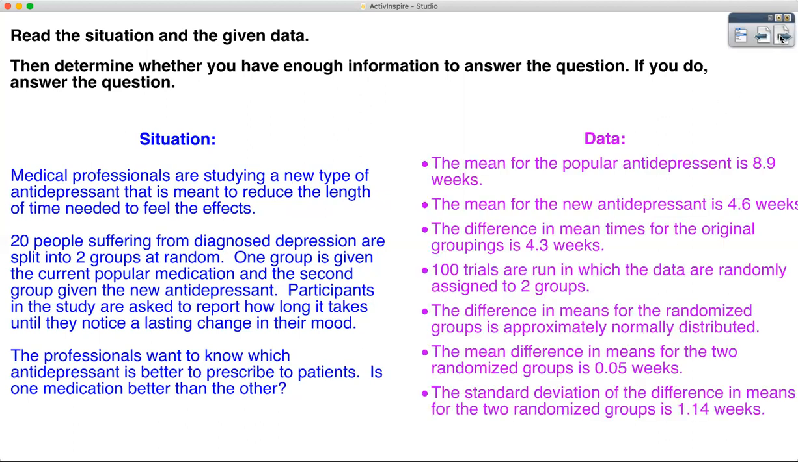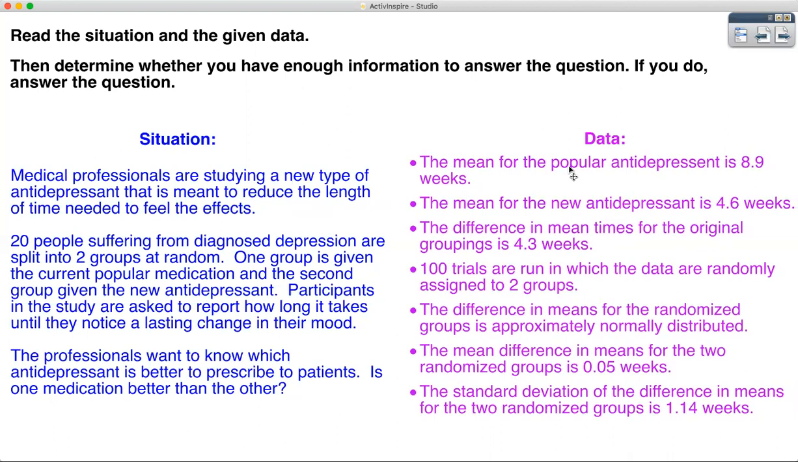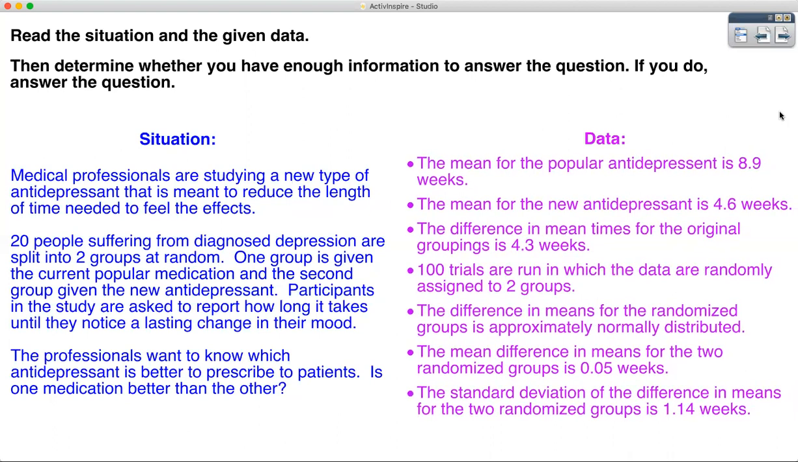Now, here is the data. The mean for the popular antidepressant is 8.9 weeks. The mean for the new antidepressant is 4.6 weeks. The difference in mean times for the original groupings is 4.3 weeks. 100 trials are run in which the data are randomly assigned to two groups. The difference in means for the randomized groupings is approximately normally distributed. The mean difference in means for the two randomized groupings is 0.05 weeks. And finally, the standard deviation of the difference in means for the two randomized groups is 1.4 weeks.